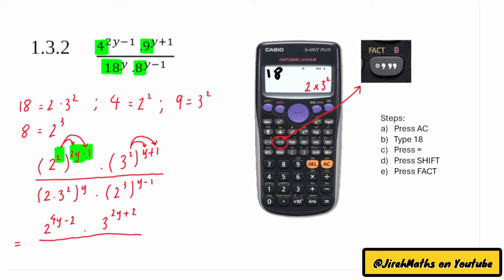This y gets distributed, so it will be 1 times y. So it will be 2 to the y times 3 to the 2 gets multiplied by y, so it's 2y, times this 3 gets multiplied by y, so it's 2 to the 3y.